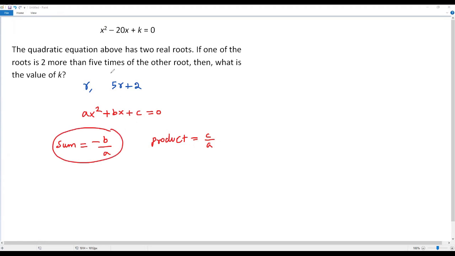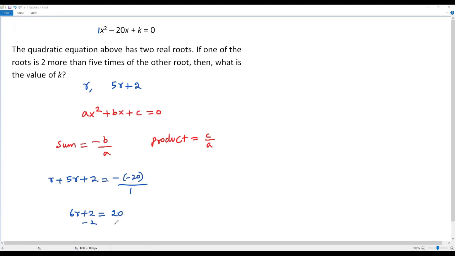Let's apply this to the given quadratic equation. To get the sum of the two roots, we add r and 5r plus 2. That is r plus 5r plus 2 equals negative b over a. To get the value of b, we consider the coefficient of x in the given equation, that is negative 20. So we put negative 20 for b. The coefficient of x squared is 1, so a is 1. When I combine r and 5r, I get 6r plus 2 equals negative times negative is positive, 20 divided by 1 is 20.